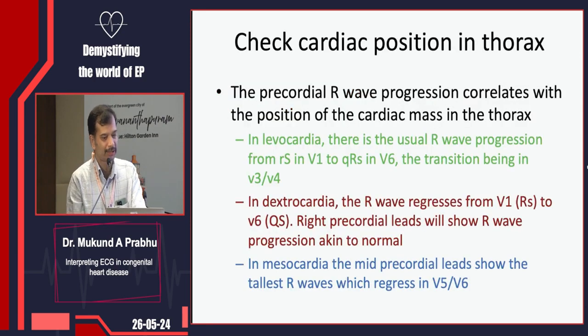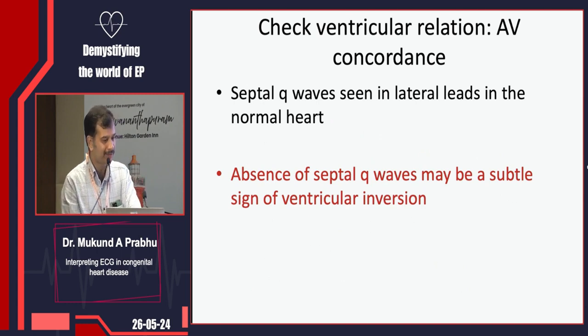Then comes the cardiac mass, whether it's a dextrocardia, levocardia, or mesocardia. The normal R wave progression from V1 to V6 suggests a levocardia. Inverse of it suggests a dextrocardia. And we have better voltages in the parasternal leads, either left or right, and subsequently, R wave tends to regress. It suggests a mesocardia. Once we establish these three things, we have to look for AV concordance.